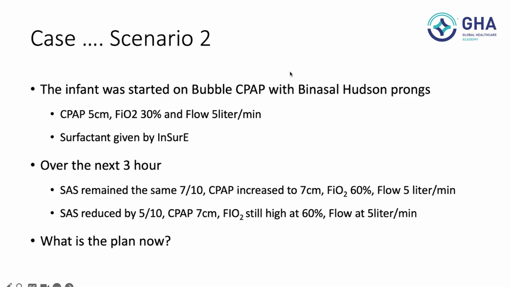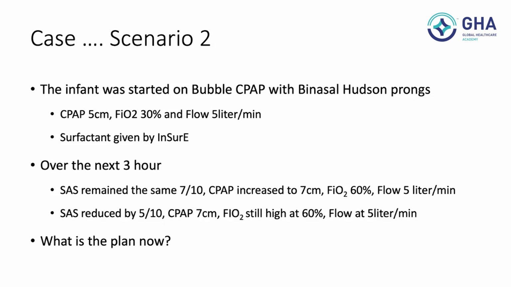All these options are very good, but maybe we should go in the systematic order. So what we should do first is to see whether what you're giving to the baby is actually reaching the baby or not. You're giving a pressure of 7, but how do you know that this pressure is actually reaching the lungs? You can know that by looking at two things.